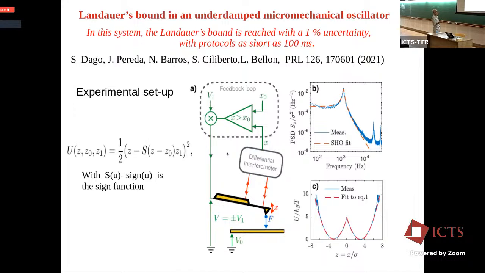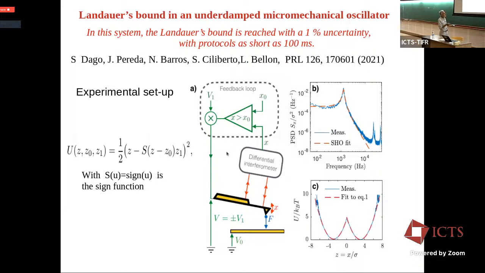the Maxwell demon anyway, it allows you to construct this potential, where S is just the sign of the argument of the function. And so you have a bi-harmonic potential that you can change very well by changing the control, for example, the voltage that we apply between the tip of the cantilever and the bottom surface.